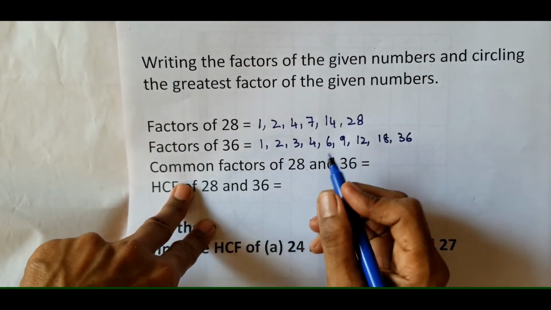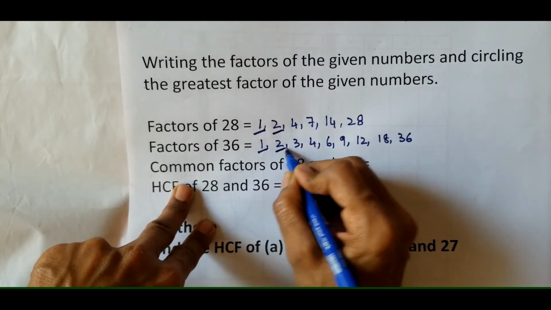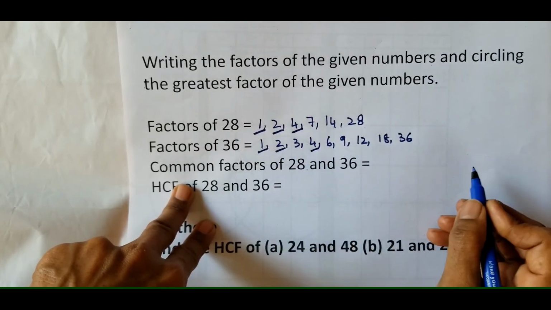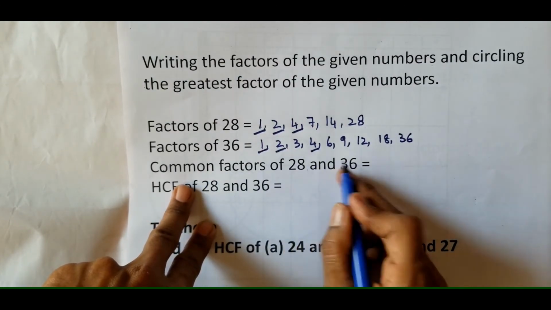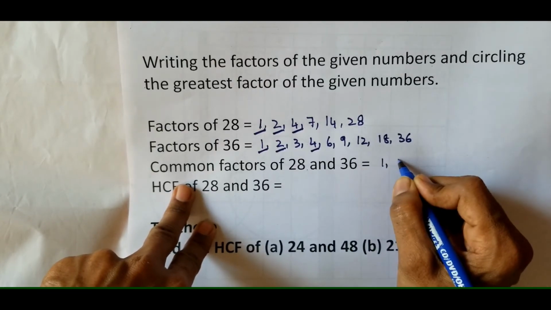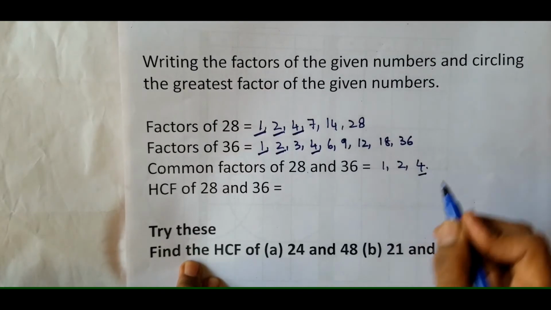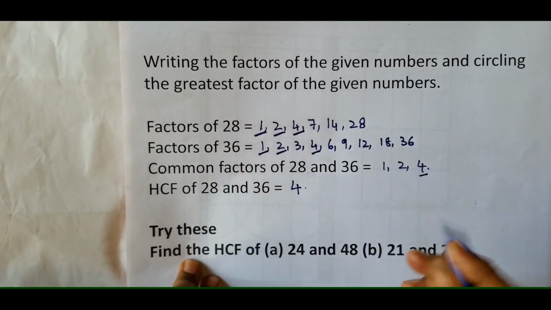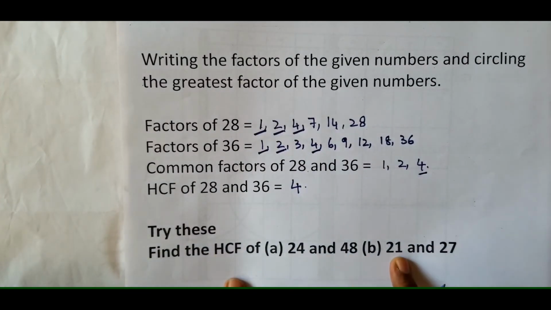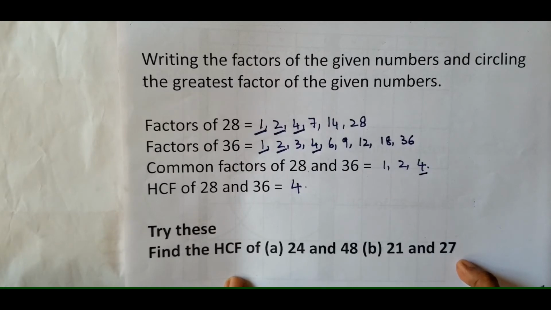Now let us underline the common factors. 1, 2, 4. Any other common factor? No. So the common factors of 28 and 36 will be 1, 2 and 4. Now the greatest common factor, that is the highest common factor of 28 and 36 is 4. Now I have given you two questions here. Try these out. Find the HCF of 24 and 48 and 21 and 27. Second question. Okay.